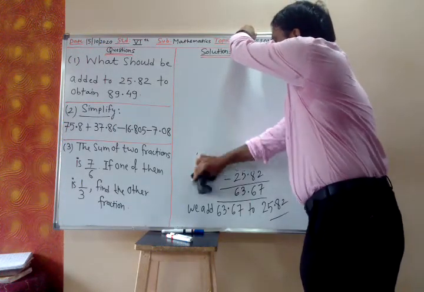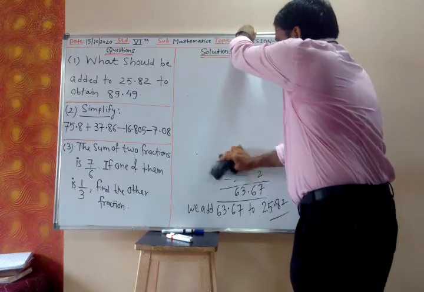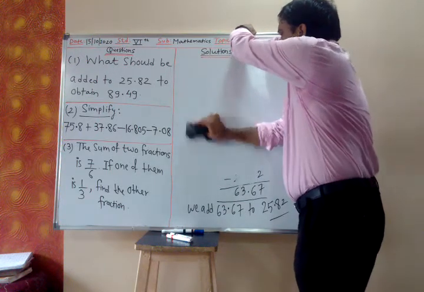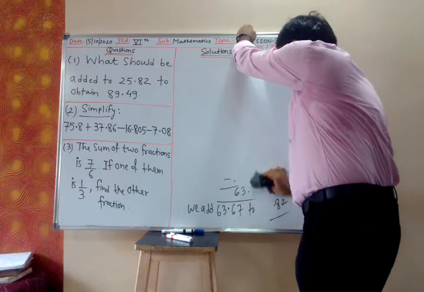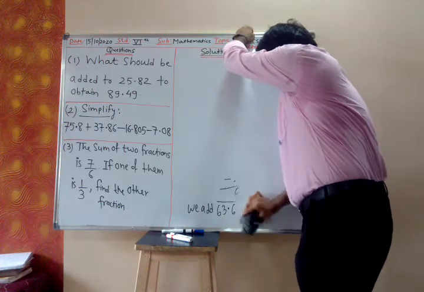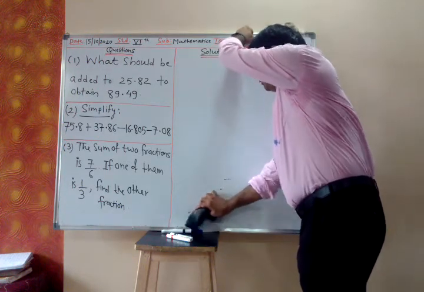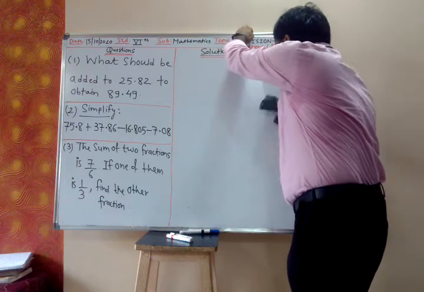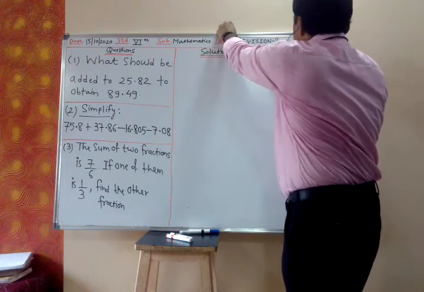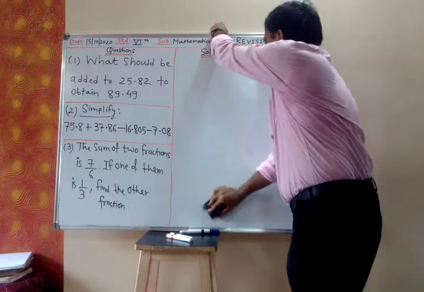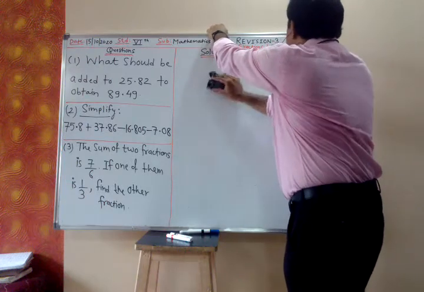Now, second one, simplify. Second one, decimal is there. We have to simplify the decimals.